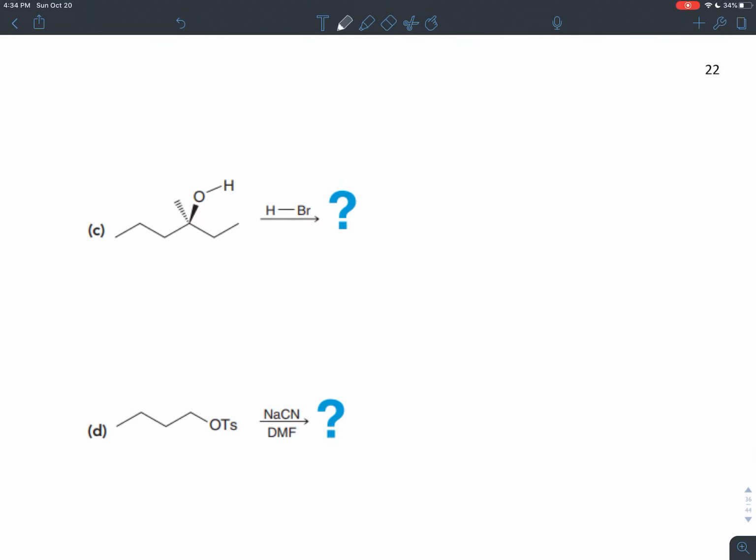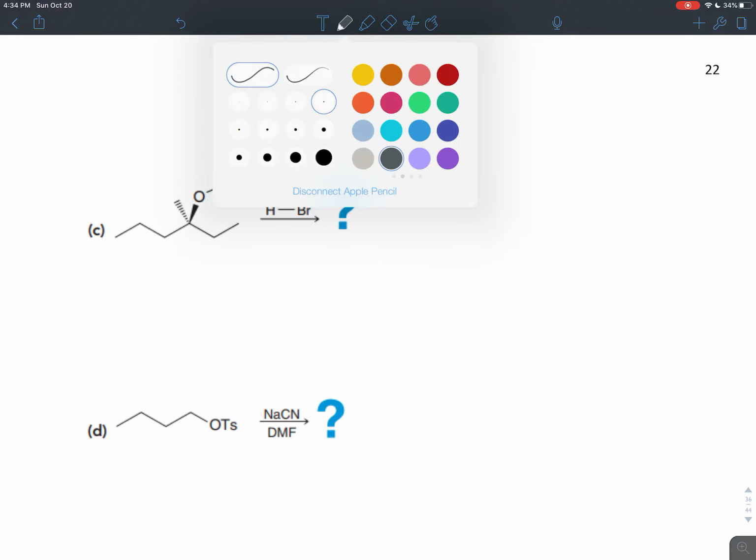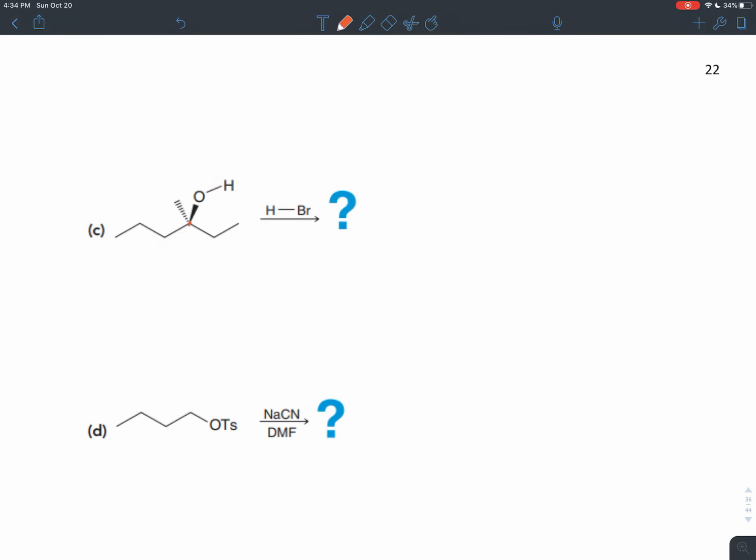Okay, let's figure out the mechanism for this one. We have a leaving group. It's a bad leaving group, but that's okay. We can do a proton transfer, turn it into a better one. The leaving group is on a tertiary carbon. This carbon is bonded to 1, 2, 3 other carbons. And so because that's on a tertiary carbon, we know immediately this is going to be an SN1 reaction.